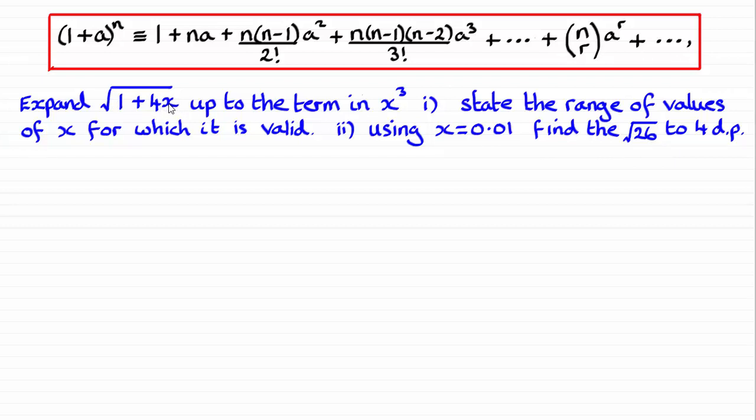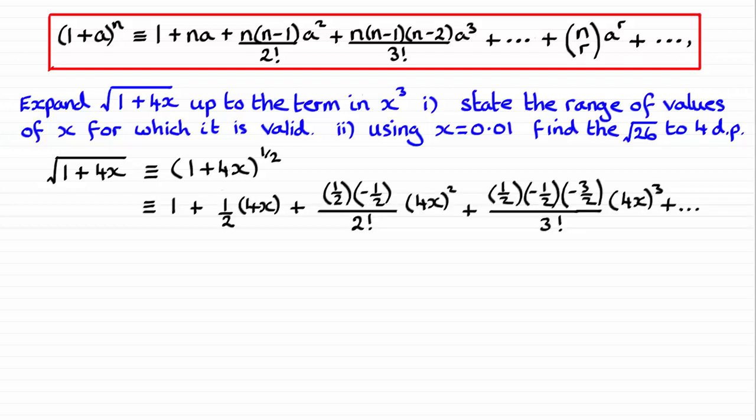Now 1 plus 4x square rooted can be written as 1 plus 4x to the power half, and that's where we start, okay? Now that we've got a fractional power here, that's going to mean we do need to use this formula. n is going to be the half and a will be the 4x. So using this formula here then, we've got to put down all the terms up to the term in x cubed. So doing that, you should get this result here.